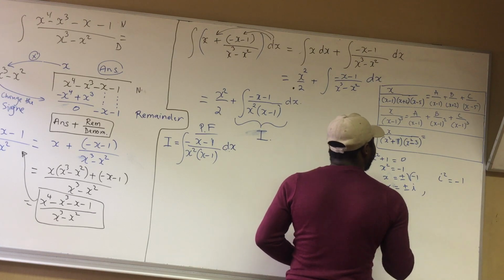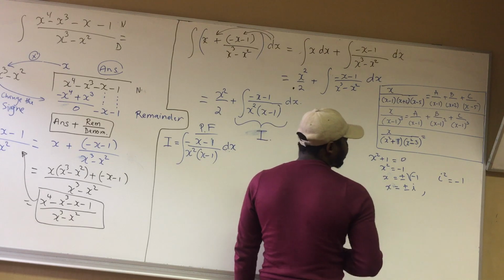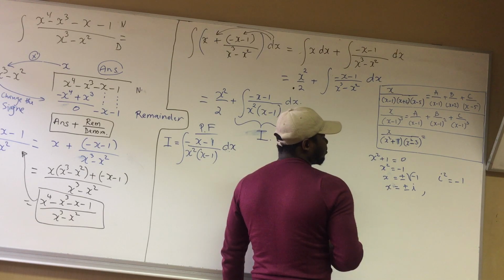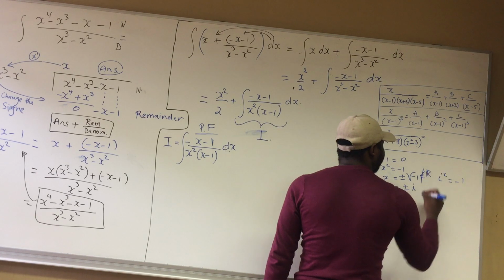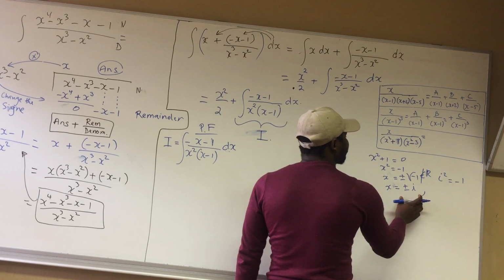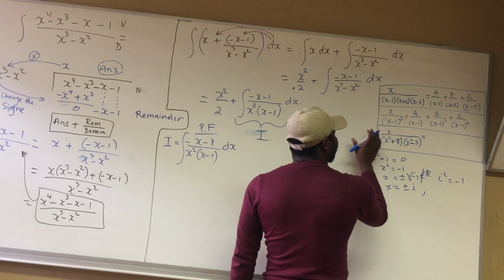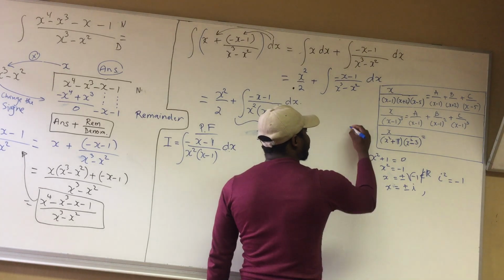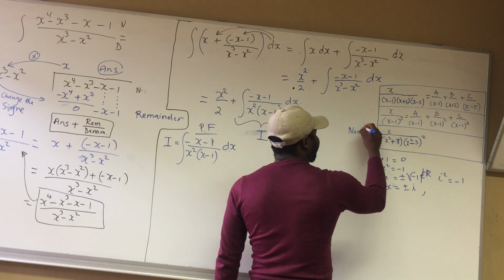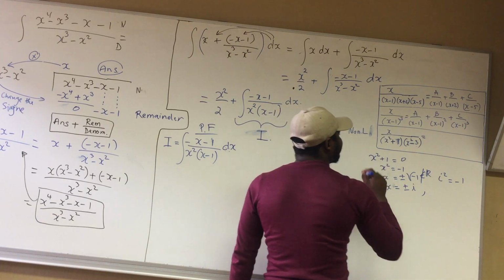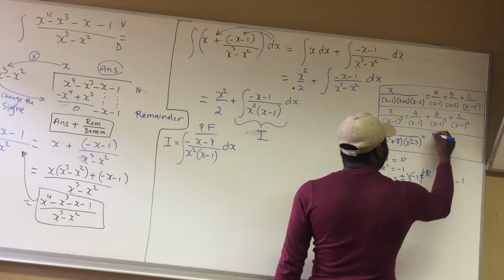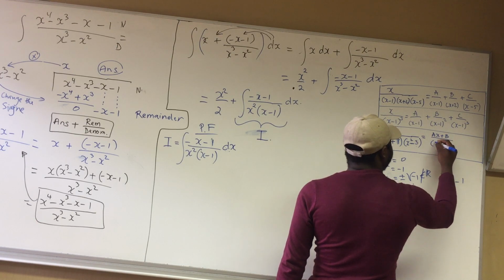Alright? So every time you get an answer which doesn't belong to R, you have to use what we call a nonlinear factor. This is called a nonlinear factor. Okay? So how do you use it? You put Ax plus B over that factor.